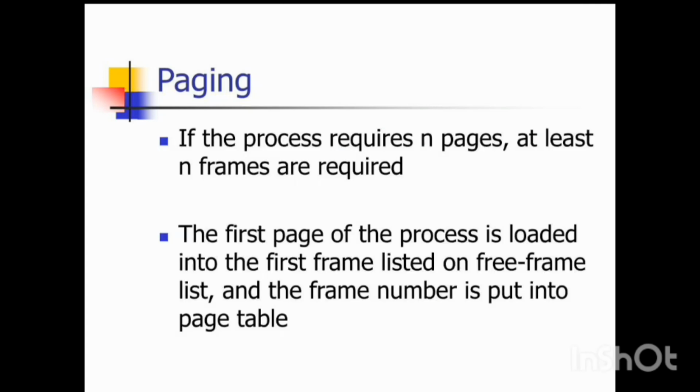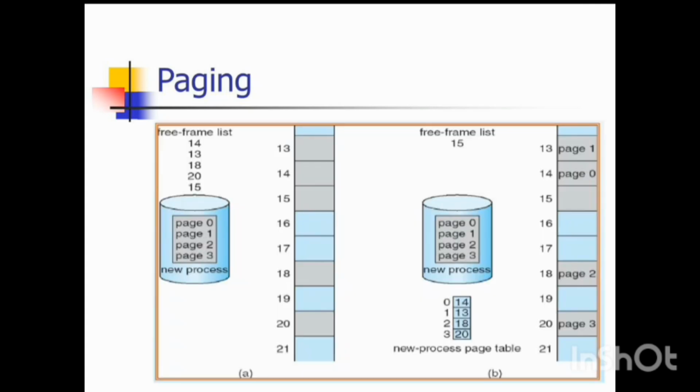If a process requires n pages, at least n frames are required. The first page of the process is loaded into the first frame listed on the free-frame list, and the frame number is put into the page table. One example: free frame list, new process, logical memory, free frame list, and the new process page table.